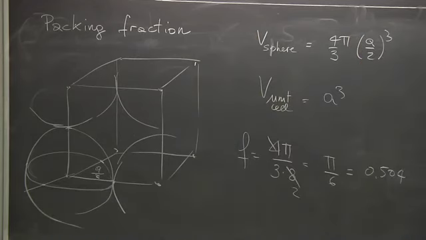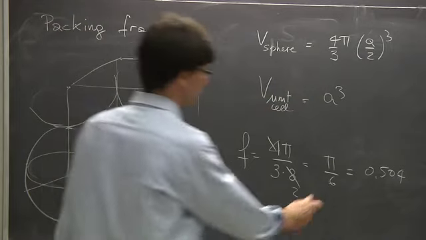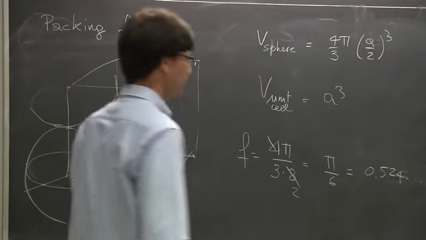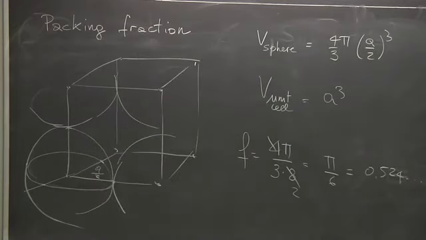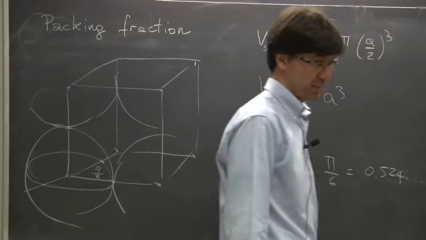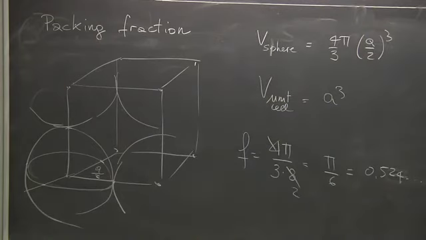50%. 52%. You were hoping for more, right? It's only 50%. So if you pack spheres in a cubic lattice, you're going to waste 48%. You're leaving empty almost the same amount of space you're filling with spheres.